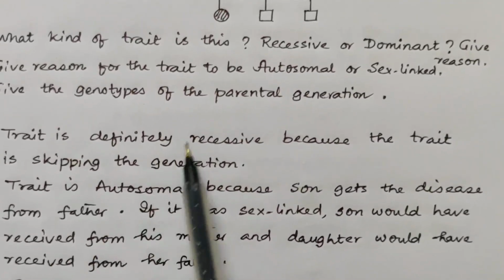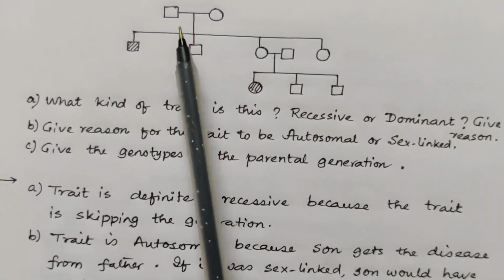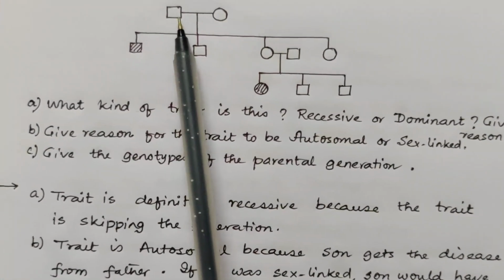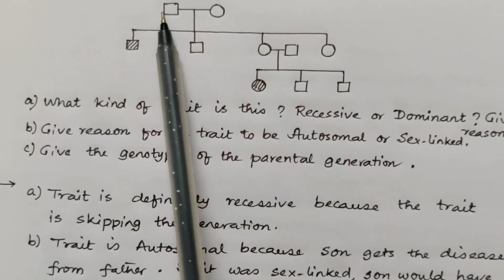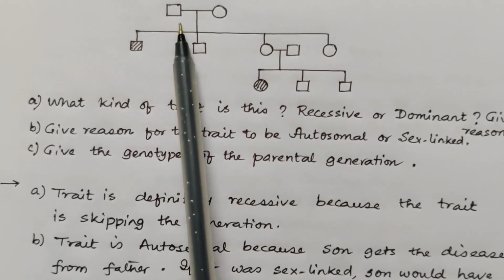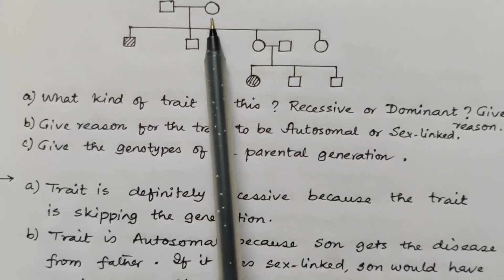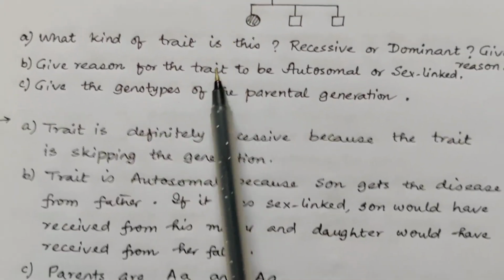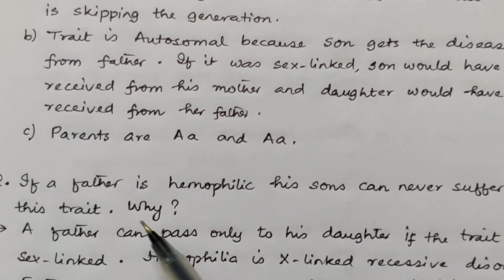Now what are the genotypes of the parental generation? If this is autosomal, then it's definitely going to be capital A small a, and the mother is also capital A small a. Here it is shown.